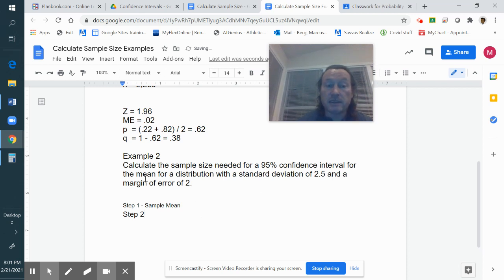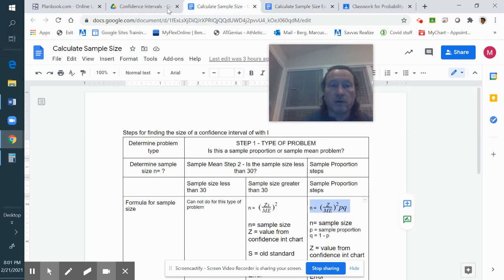We know that because it says for the mean of a distribution. It doesn't say a proportion. Notice it doesn't give us a mean. So to find the n, the sample size, you don't need the mean for this one. So let's go to part 2. This is in our notes.